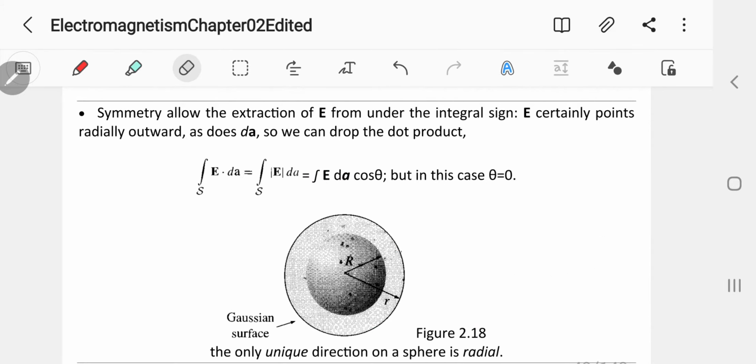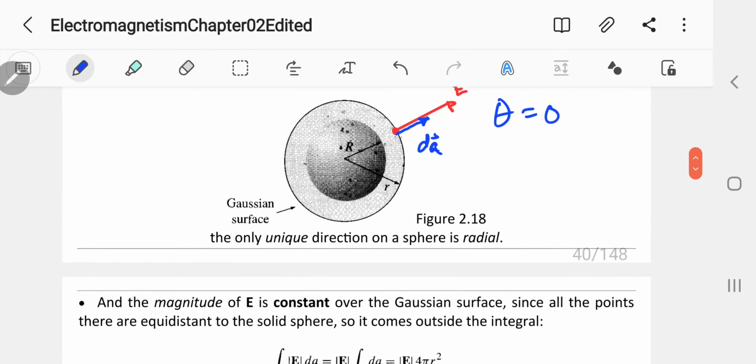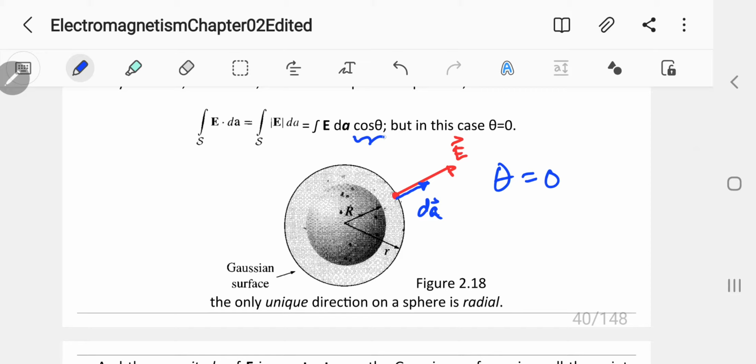So anyway, in this case also, for this point here, the electric field would be in this direction, but the dA will also be in this direction. So the theta, this is the dA, and your E would be this one. So the theta would just be 0. So cosine of 0 would be equal to 1.